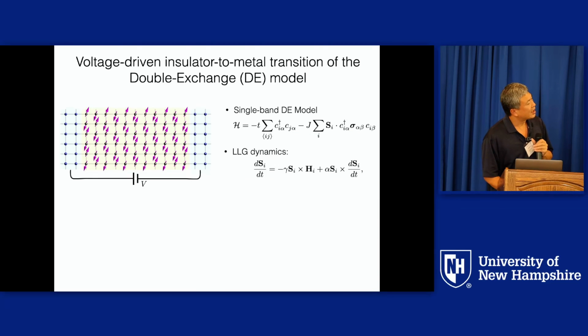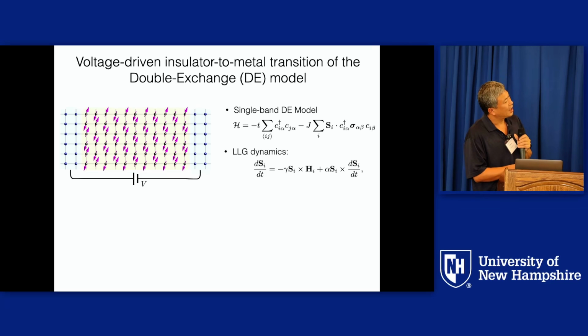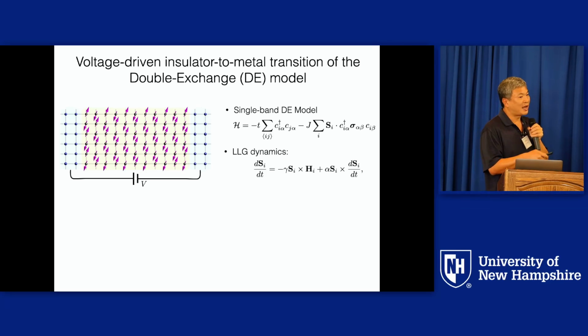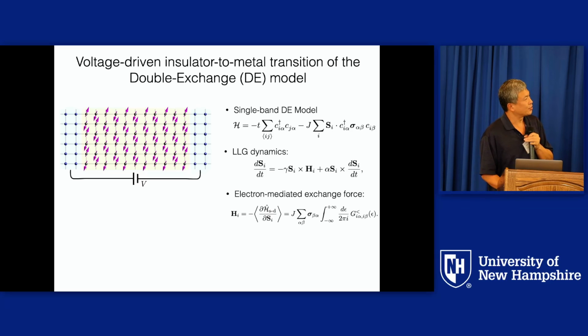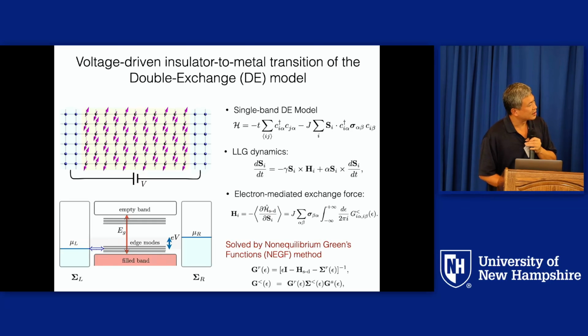So we apply this to a voltage-driven double exchange model. You have electrons coupled to local spins, and we are interested in the spin dynamics of this driven system. But since it is driven by a pair of external voltages, to solve this model you cannot just use exact diagonalization. So we use non-equilibrium Green's function methods to solve the electronic problem. The local field, which drives the spin dynamics, is given by the lesser Green's function. You need to do a matrix inversion to get the retarded Green's function and then get the lesser Green's function. So this is a very, very time-consuming computation.